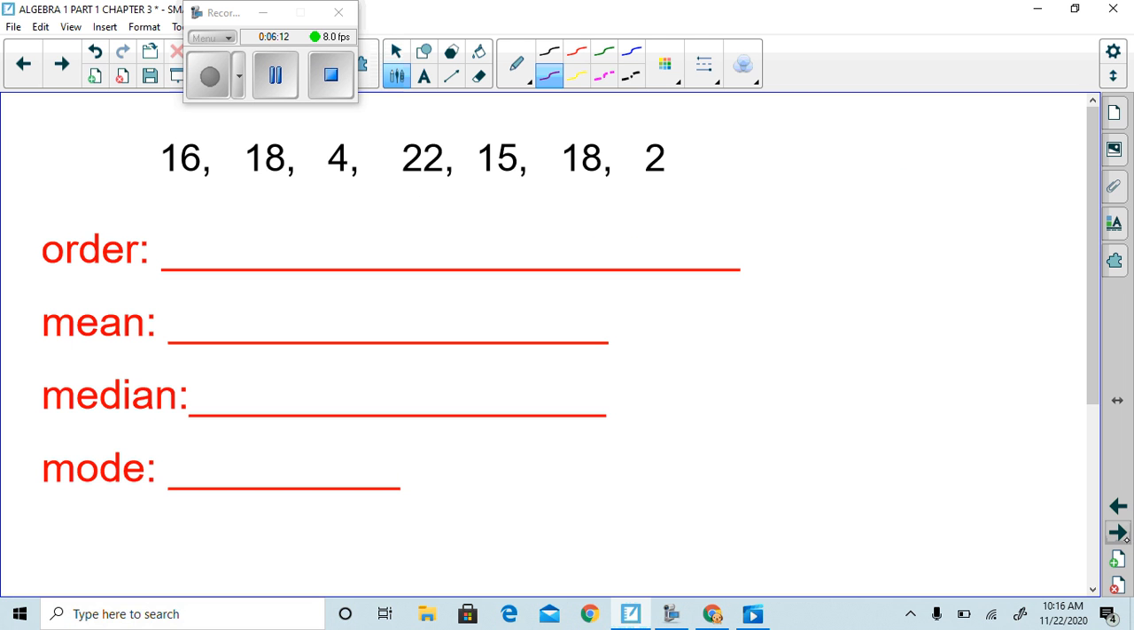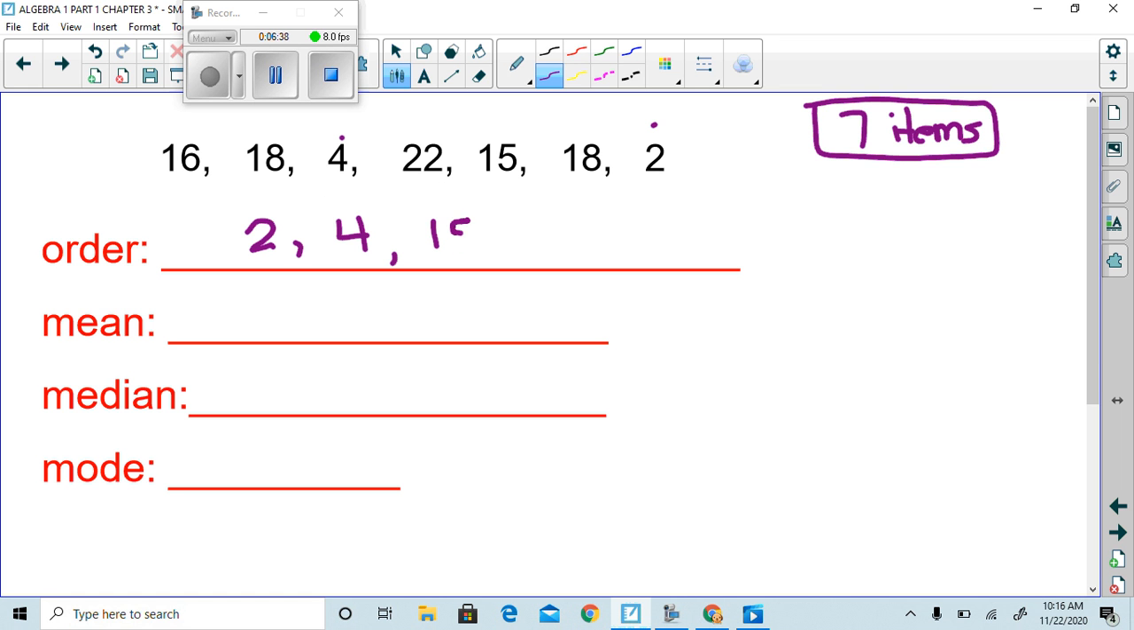Let's just do one more set. And again, we're looking at 1, 2, 3, 4, 5, 6, 7 data items. So again, I know that my median will be right smack in the middle. What do we always do first? We order from least to greatest. 2, 4. So again, sometimes I put a little dot there to see, then I scan across and see what's next. It looks like 15. And I scan across and I see there's a 16. Then I find 18, 18, and 22. 1, 2, 3, 4, 5, 6, 7. I have the 7 items.